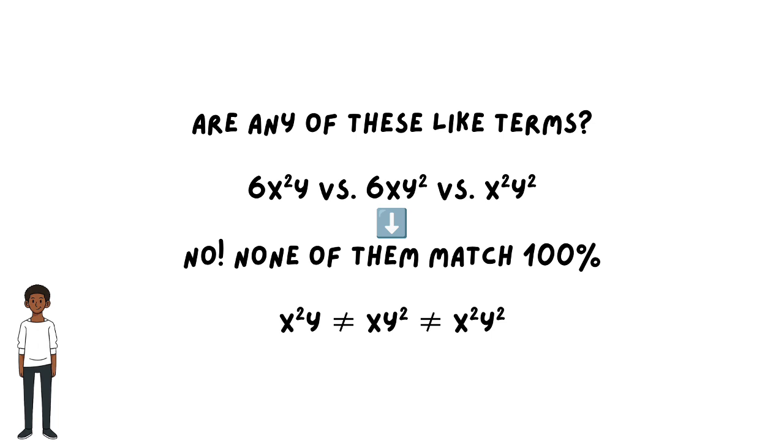Teachers love to put problems like this on exams to test your attention to detail. Look at these three terms: 6x squared y, 6xy squared, and x squared y squared. Are any of these like terms? The answer is a resounding no. In the first term, x is squared. In the second term, y is squared. In the third term, both are squared. They look similar, but in math, if they don't match identically, they cannot be combined.